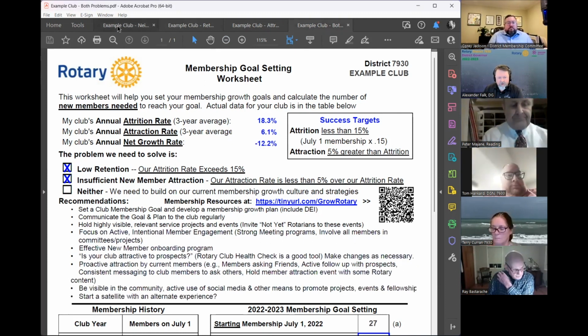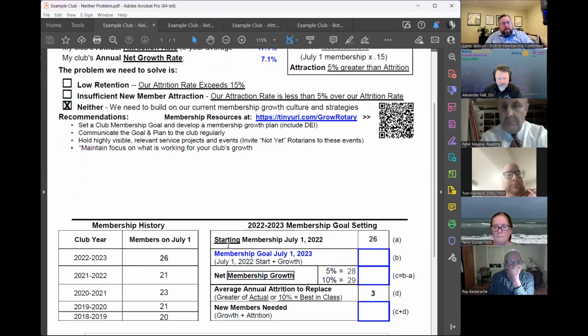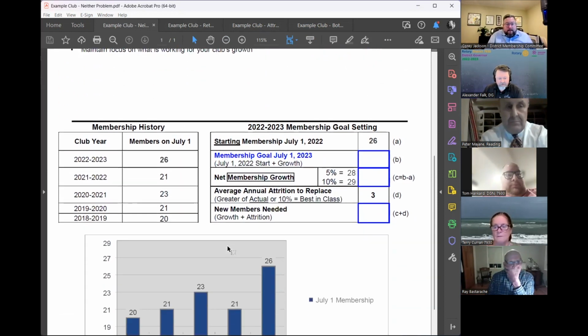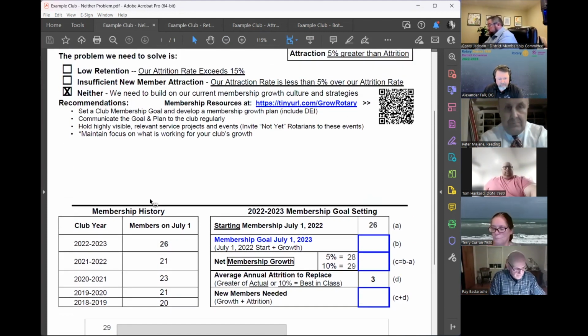And that's also how we're going to later on do our breakout sessions. So I'm going to use the one that has neither problem as an example of explaining what these rates are and then showing you how to fill out that worksheet. And if you scroll down on the worksheet, or if you have it printed out in front of you, of course, you will see that there's also a curve that shows you the actual membership growth in your club over the last several years as a membership history, which can be very useful.